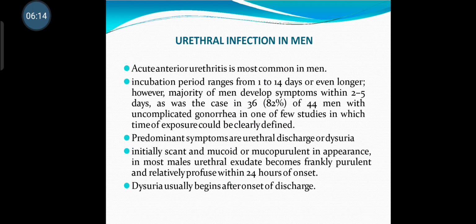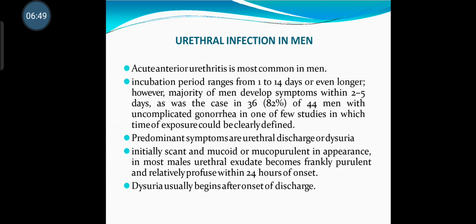First, urethral infection in men. So acute anterior urethritis is most common in men. Incubation period ranges from 1 to 14 days after the gonococci enter the urethra. However, the majority of men develop symptoms within 2 to 5 days, and there was a study in which 36 of 44 men with uncomplicated gonorrhea developed symptoms early, in studies in which the time of exposure could be clearly defined.